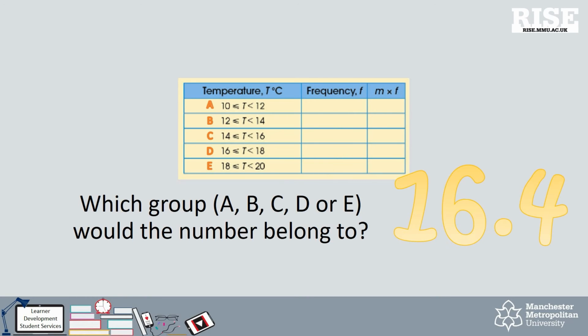Where's 16.4? Group D. Where's 14.3? Group C. What about 10.3? Group A. And 18.1? Group E.